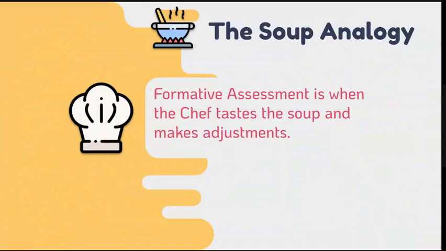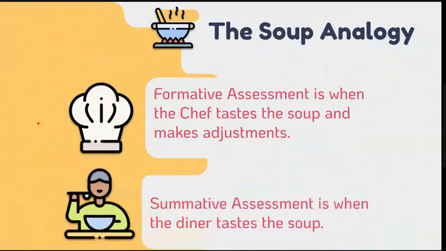You can go with your gut feel, you can go with your intuition, as happens when a learner says, I think I know the work well enough to go write the test, but they might be wrong, and they might end up in a situation where it doesn't go as well. Whereas when you get to the end, summative assessment is when the diner actually tastes the soup. So in order to have the best possible dining experience, the chef has to spend time to make sure that the soup is the way that he wants it to be. And the same applies to content knowledge.